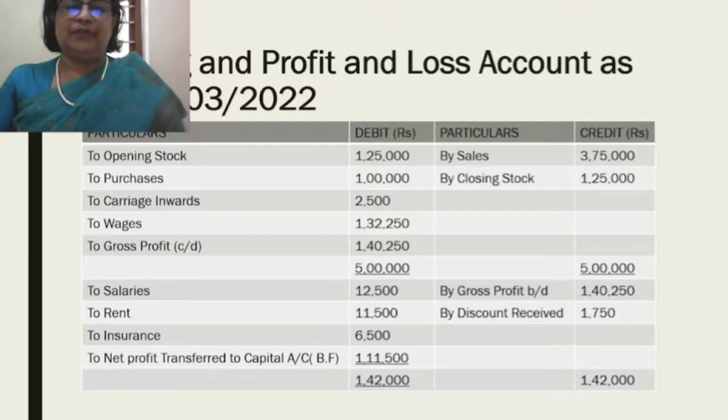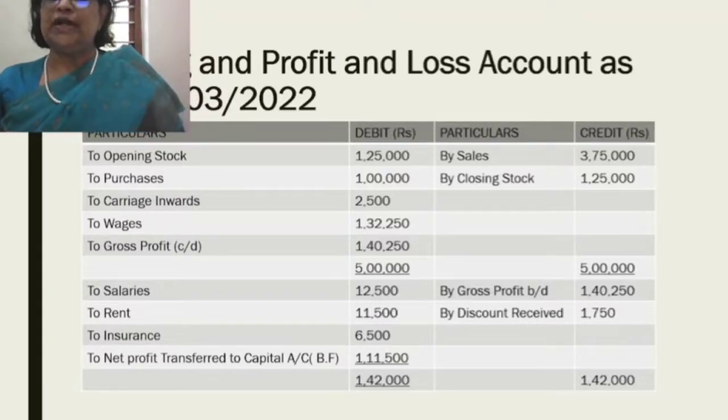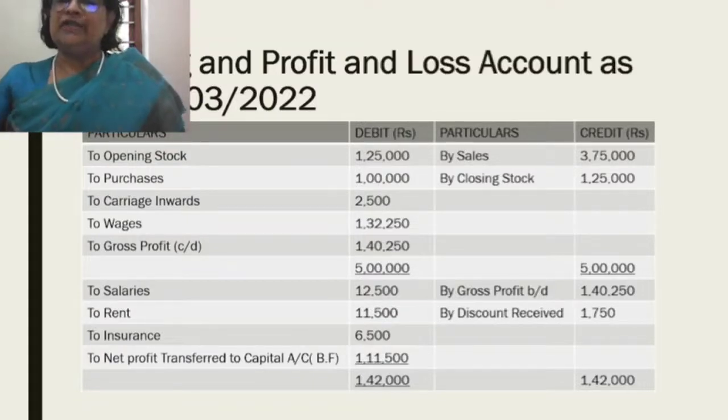Next, continuing with the profit and loss account, to salaries 12,500, to rent 11,500, to insurance 6,500. Now, credit side: by gross profit brought down 1,40,250. By discount received. Discount received is on the credit side of the profit and loss account. It's an income, 1,750. Now, here also you have to see which side is higher. You can see that the credit side is higher. So the total is 1,42,000. That you have to write on both sides.